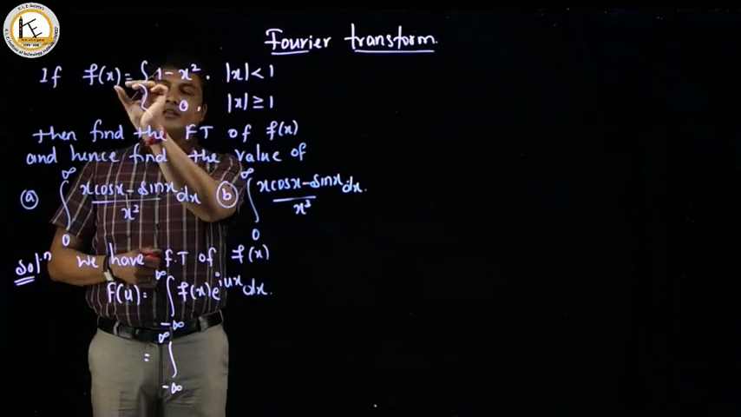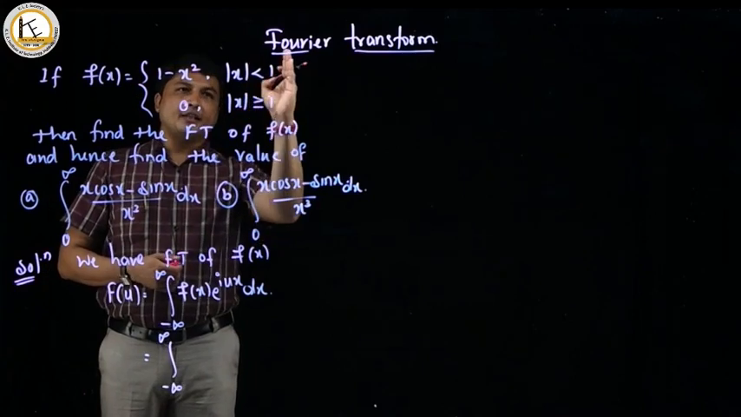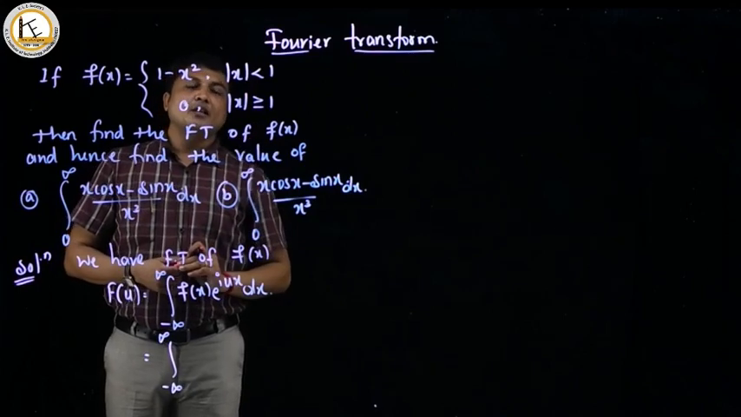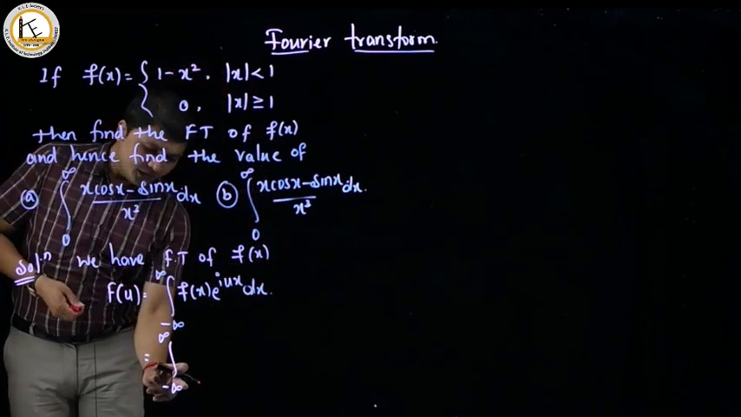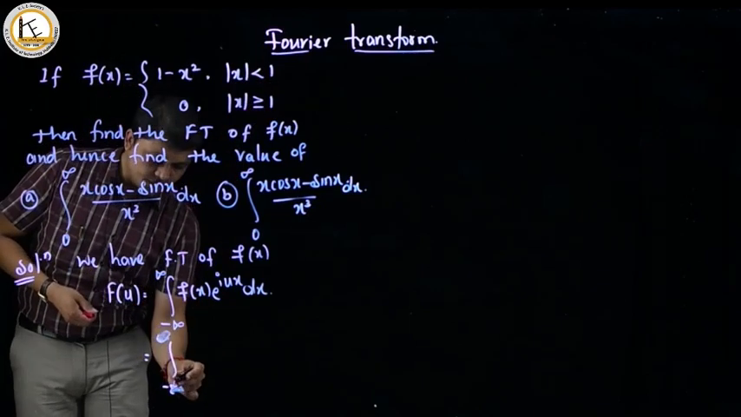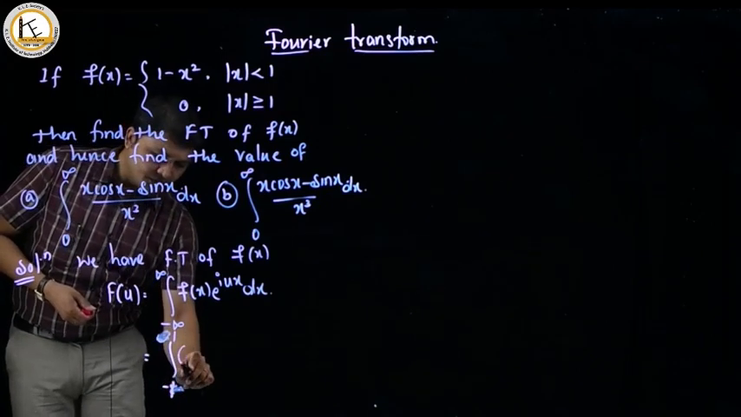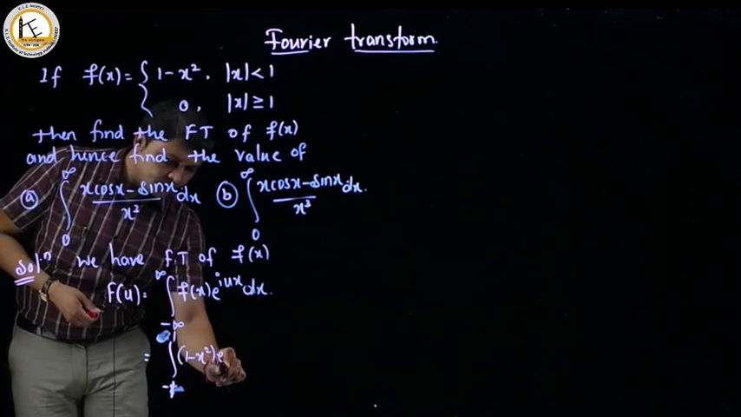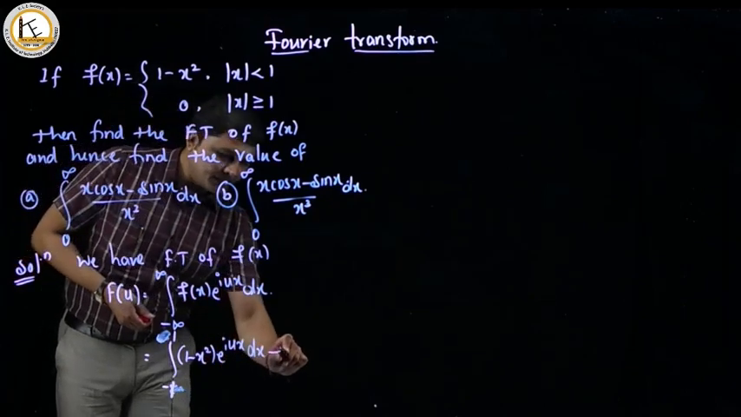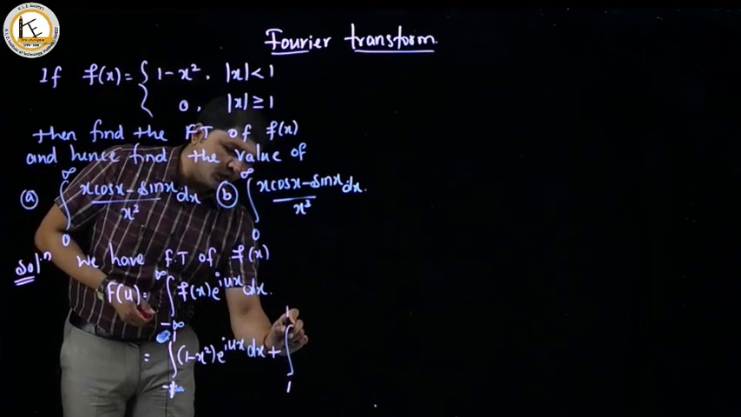The function f of x is defined as 1 minus x square for mod x less than 1, which means x lies between minus 1 to plus 1, and mod x greater than or equal to 1 means x lies between 1 to infinity. Therefore here instead of minus infinity, we will take the limit of the first function, that is minus 1 to plus 1. That time the function is 1 minus x square e raised to iux with respect to x, plus the next limit, obviously mod x greater than or equal to 1, which implies 1 to infinity.